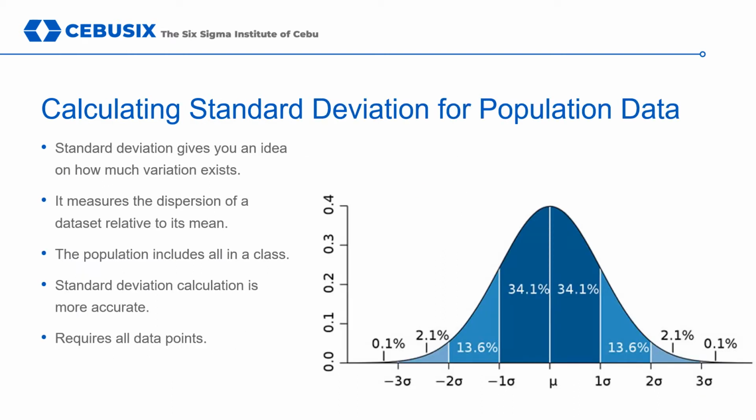Standard deviation gives you an idea of how much variation exists within a process. It is used to measure the dispersion of the dataset relative to its mean. The way we calculate the standard deviation when dealing with population data is different from calculating it when dealing with a sample of the population. That is because the population data includes all of the data for a given class. It is the entire population of possible data points. As a result, the calculated deviation is more accurate.